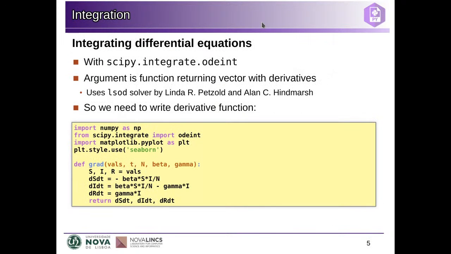So in this case, to integrate these differential equations, we're going to use the solver to integrate ordinary differential equations in the integrate module of SciPy. So basically, we give as an argument to this function the function that computes the derivatives, and then the odeint function will compute the integral of those. This by default uses this solver. You can look up the literature if you need more details, but we are not going to worry too much about that. We're just going to see how we can implement that and use that library.